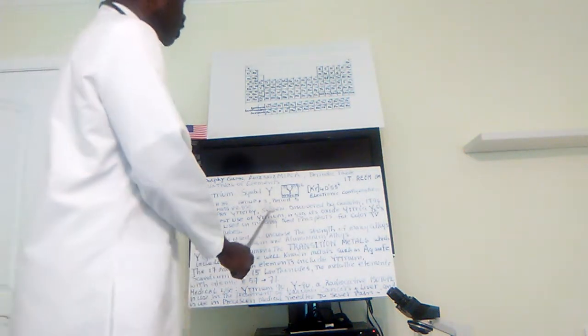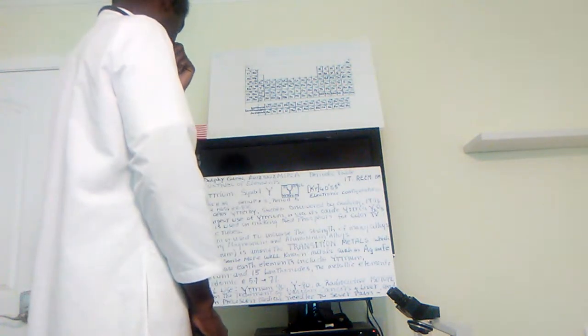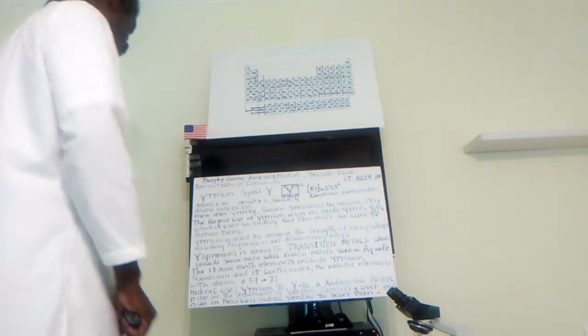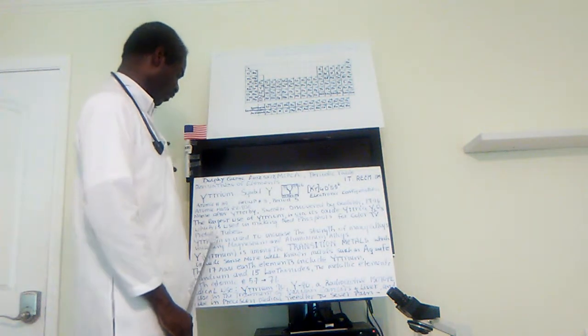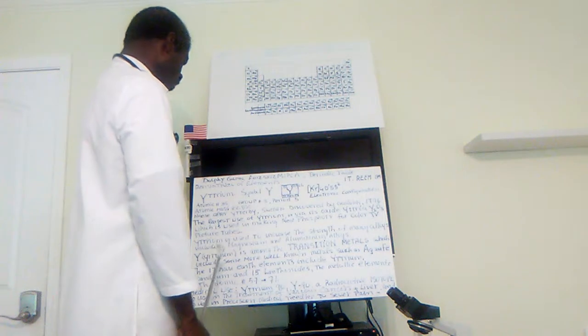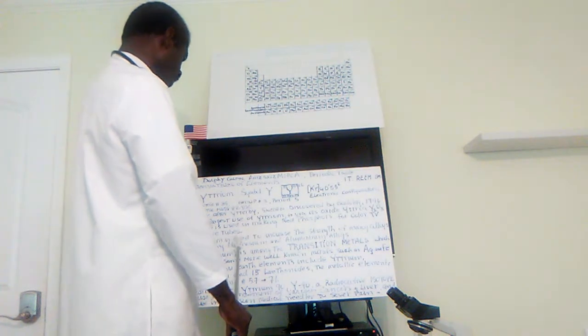Now, the largest use of yttrium is via its oxide, Y2O3, which is used in making red phosphor for color TV picture tubes. Yttrium is also used to increase the strength of many alloys, such as magnesium and aluminum alloys. Yttrium and yttrium oxide, in combination with other metals, is used to increase the strength of alloys such as magnesium and aluminum.